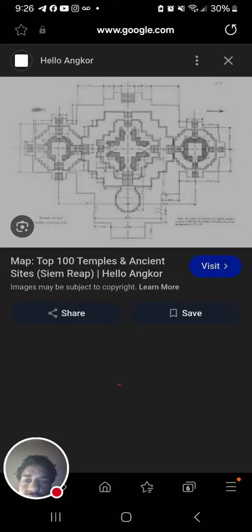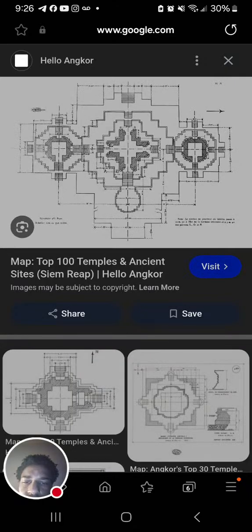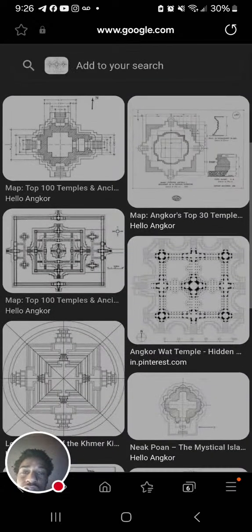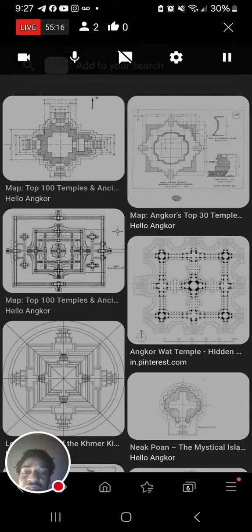Freaking crazy. All of these are different temples that have the floor plan that I'm showing you, the geometry that I've discovered.